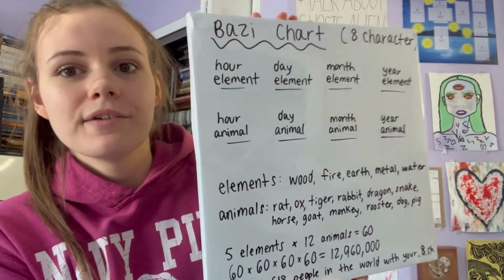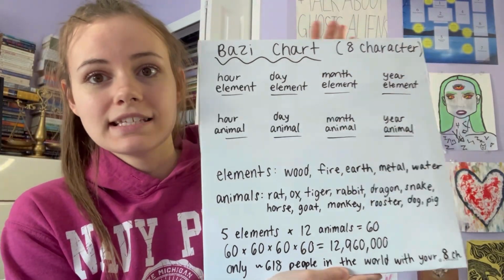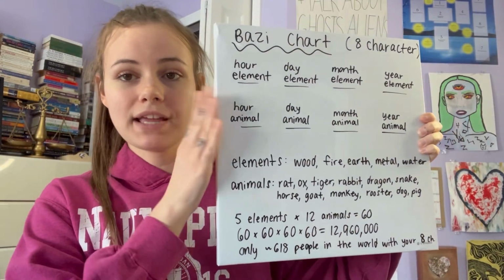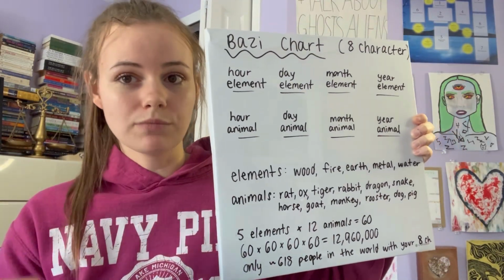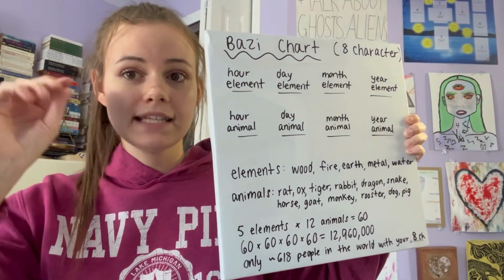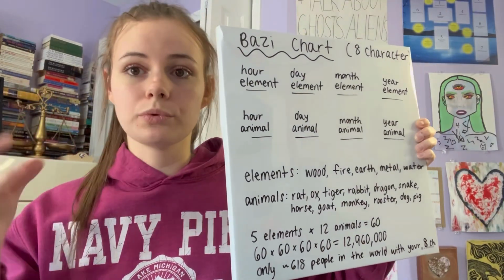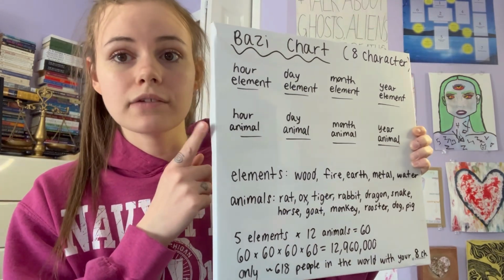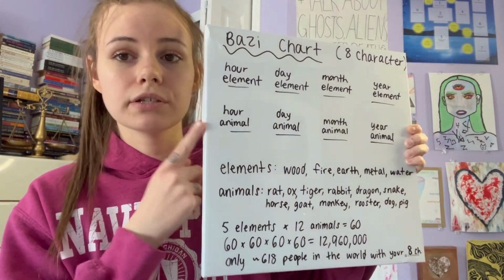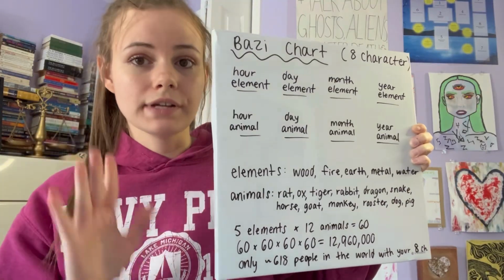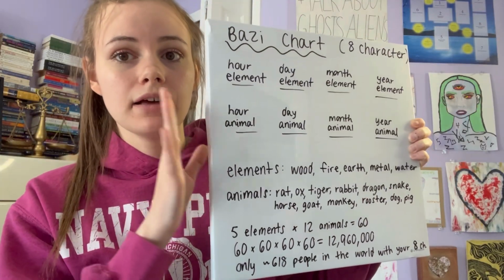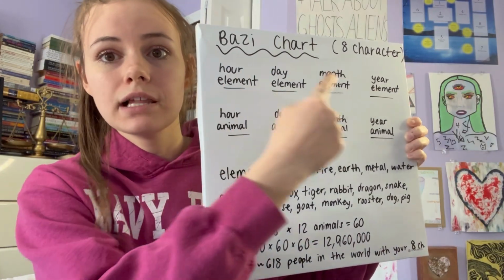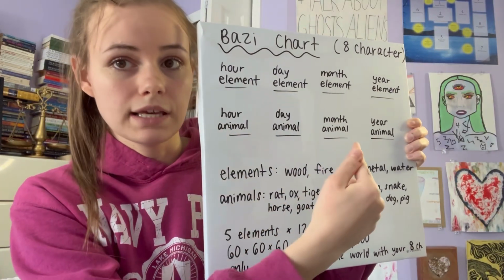So BAZI literally means 8 characters. I drew kind of what it looks like, these main 8 characters in the chart. You can get into more. There's like 10 stars, like numbers 1 through 10, and what that means. There's the yin and yang aspect to all of these signs too, which plays a factor. There's more to get into, but for now I wanted to do a video on the basic BAZI chart. So the top row is the elements, the bottom row is the animals.